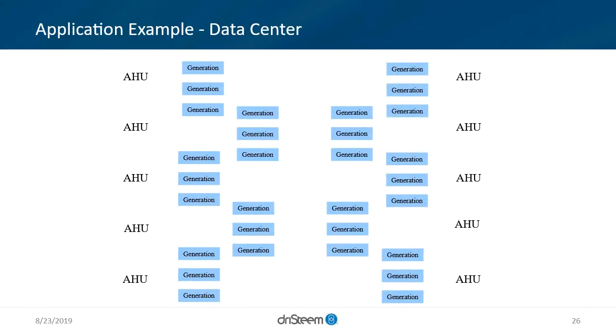So sorry again about the graphics as we work through this new platform. Really, there should be some lines in between connecting the 3 generators per air handler.